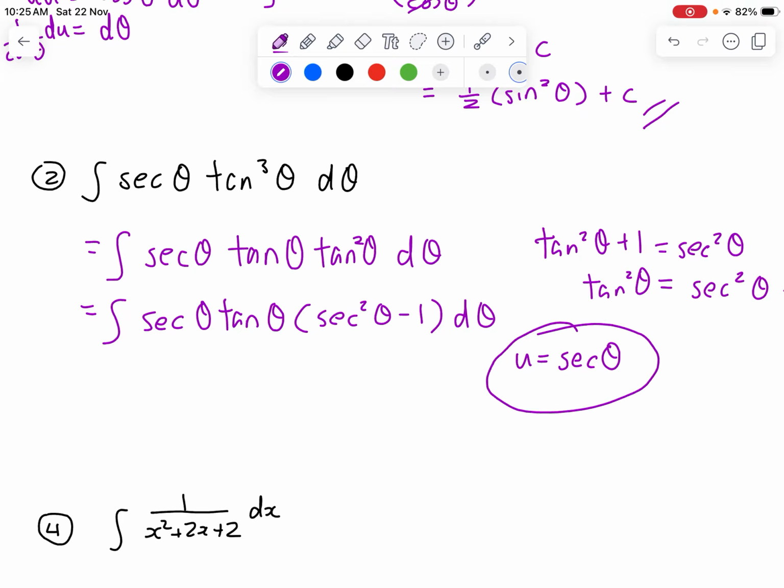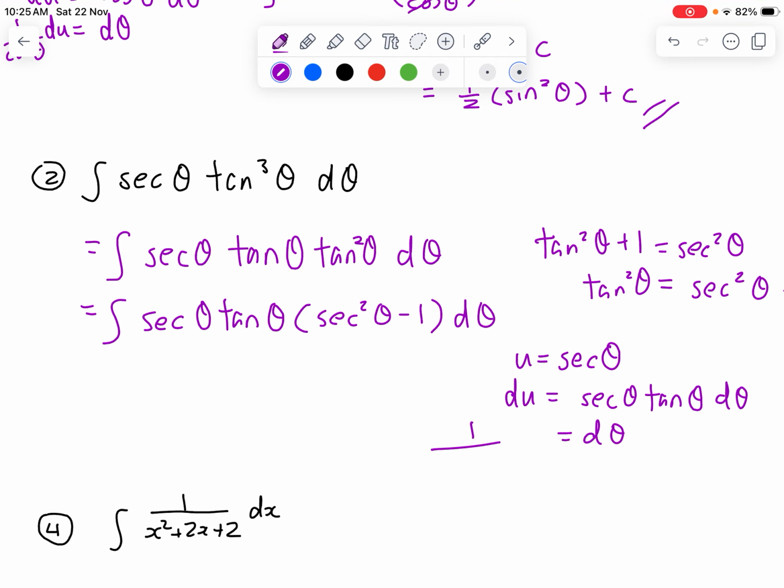Anyway, in this scenario, I let u equal secant theta. If I differentiate that, remember that's secant theta times tan theta d theta. And I want to isolate d theta, so that's going to be 1 over secant theta tan theta du.